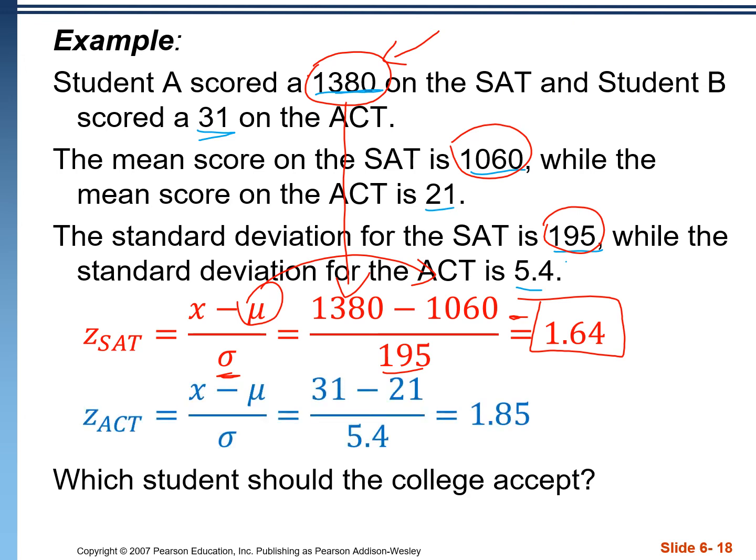Same thing with the ACT. This time we're just using this data value, subtract the mean of 21, divide by that standard deviation, we get 1.85. So this is more standard deviations above the mean than that SAT score was, meaning this student is the more impressive student. Okay, it's farther above the mean.